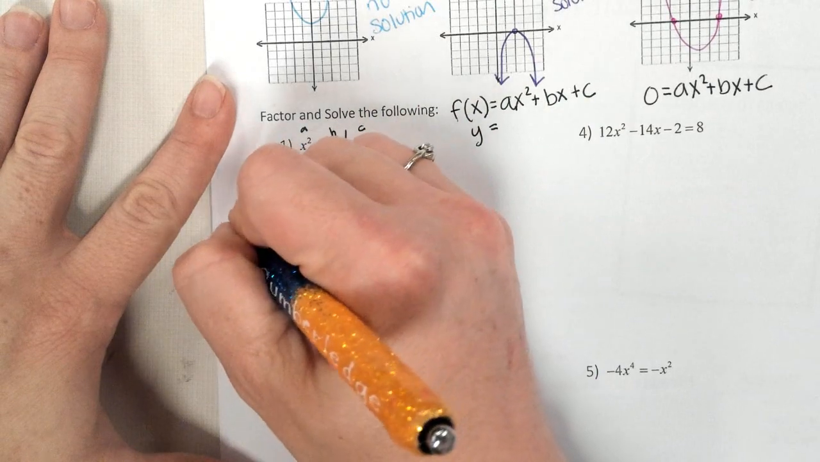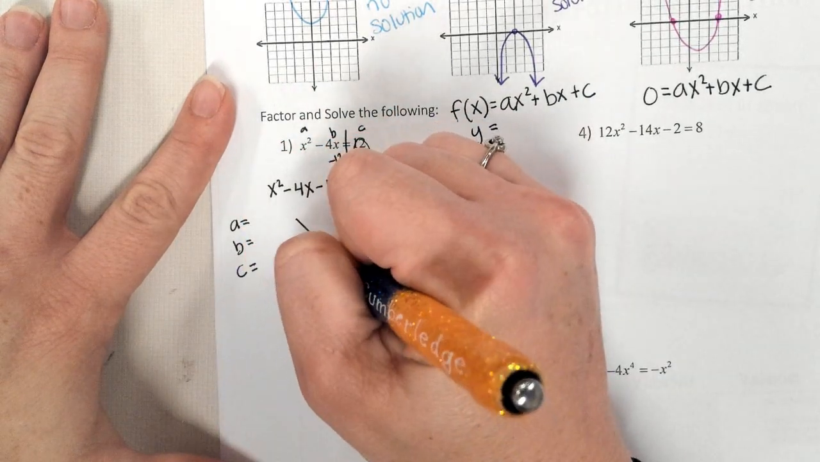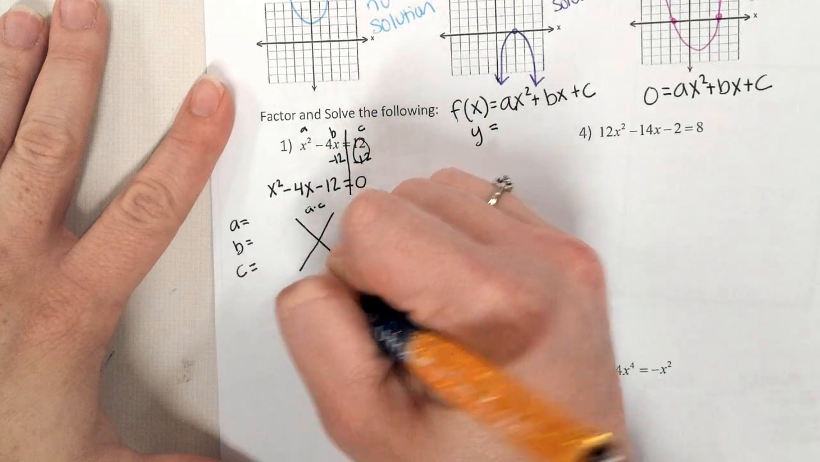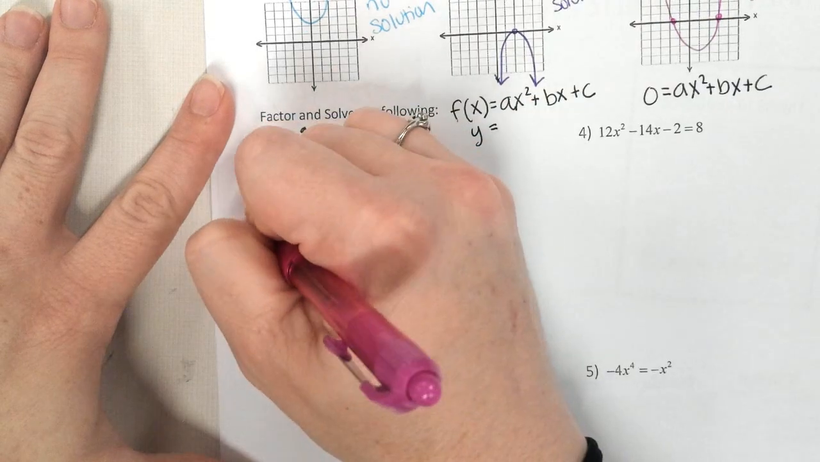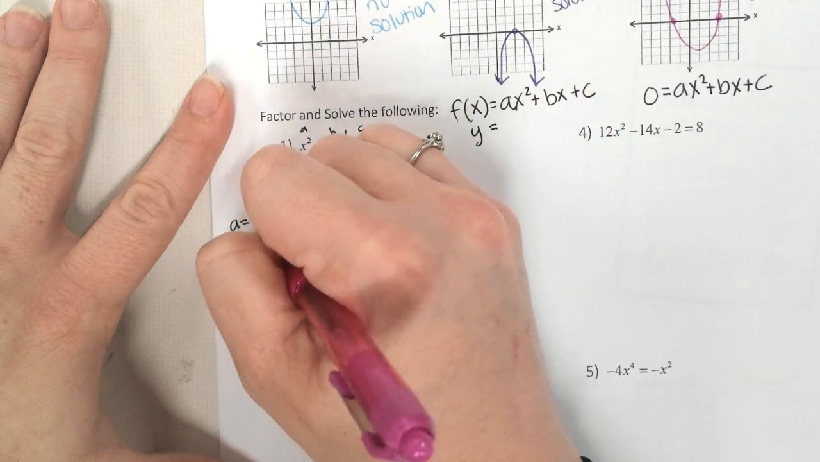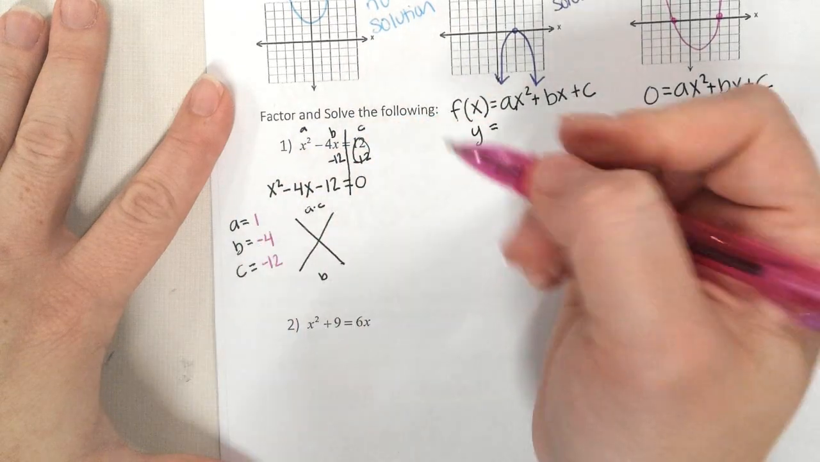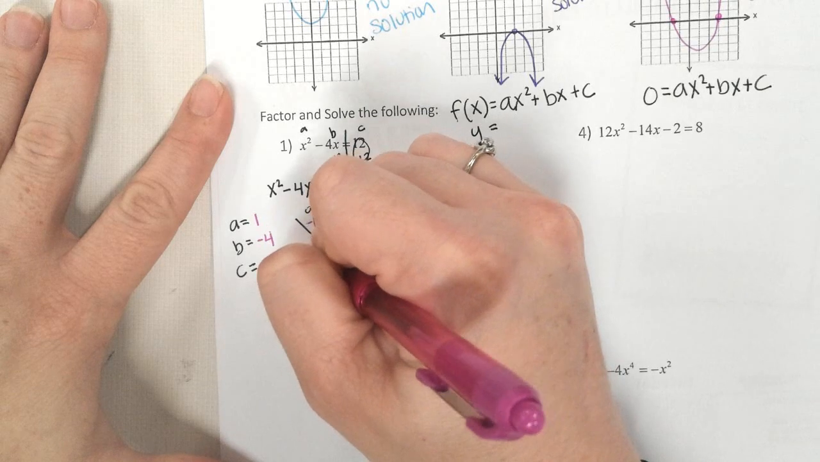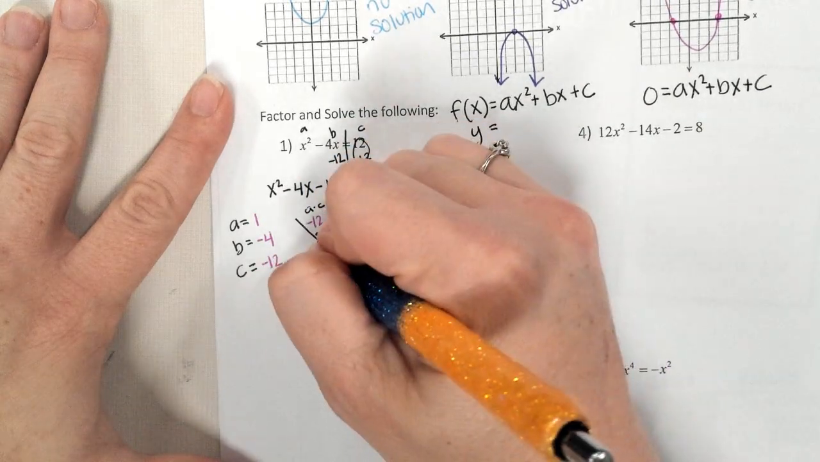So what does A equal here? B. Remember, A, B, and C are always numbers only. So what does A equal? Try again. 1. B. -4. And C. -12. There we go. And then A times C goes on the top of my X, so A times C is -12. And B is -4. So we need to figure out what multiplies to give me -12 and adds to give me -4.